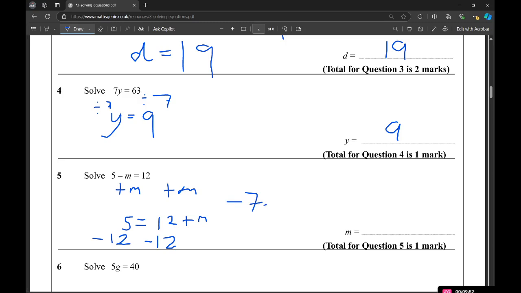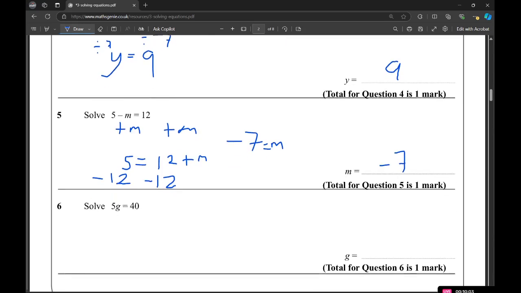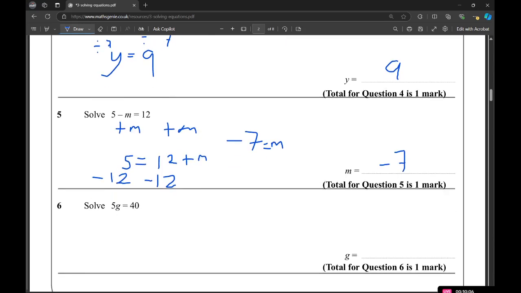Hope you're well. Okay, so minus 7 equals m. So m equals minus 7. Again, I know it's quite easy, guys. Okay, spot on. So careful, Cody. 5 add 12 makes 17. You want to make the m positive. So just do 5 subtract 12. And then we get minus 7.